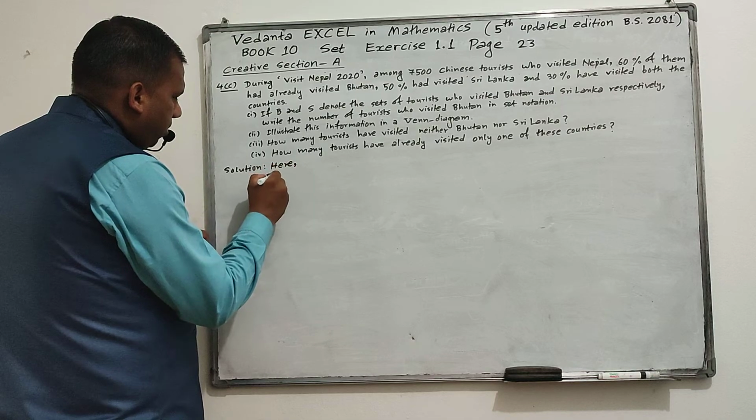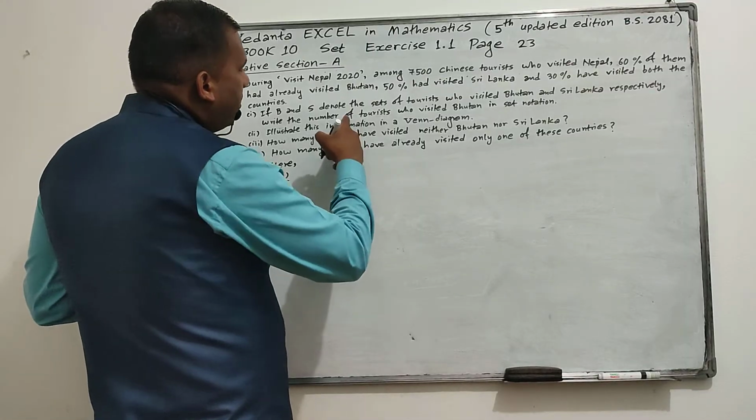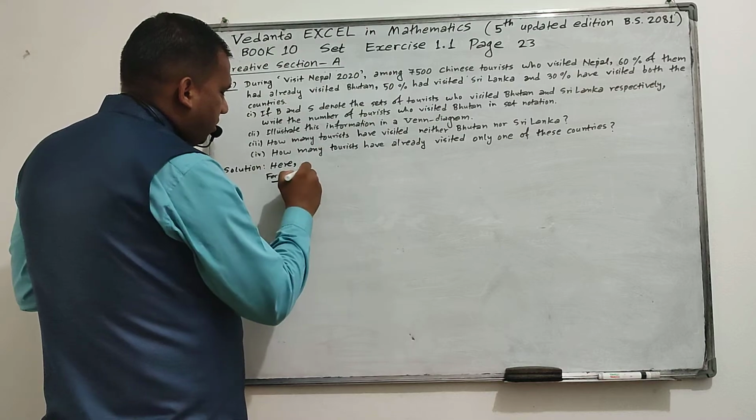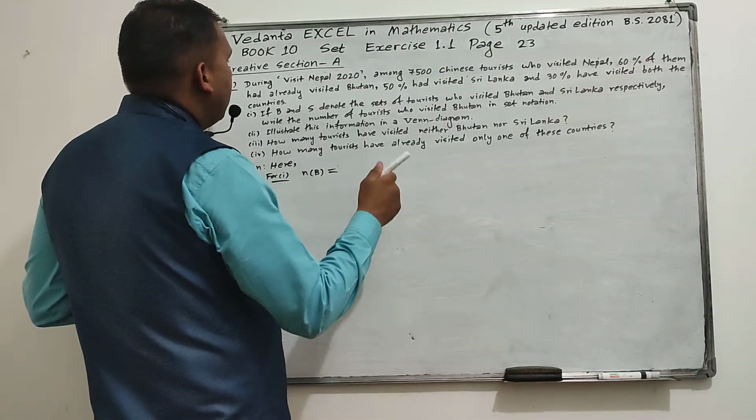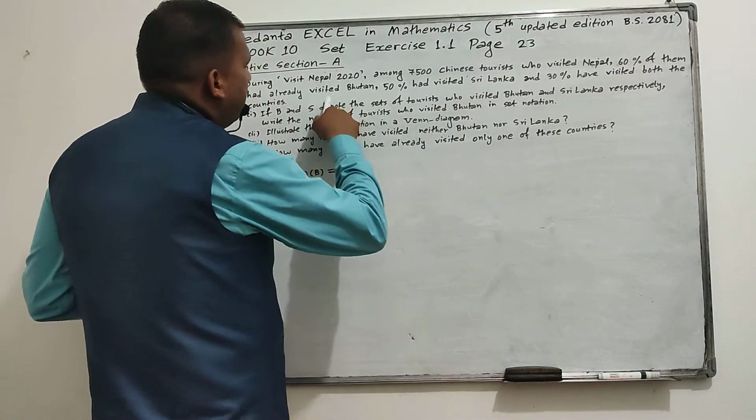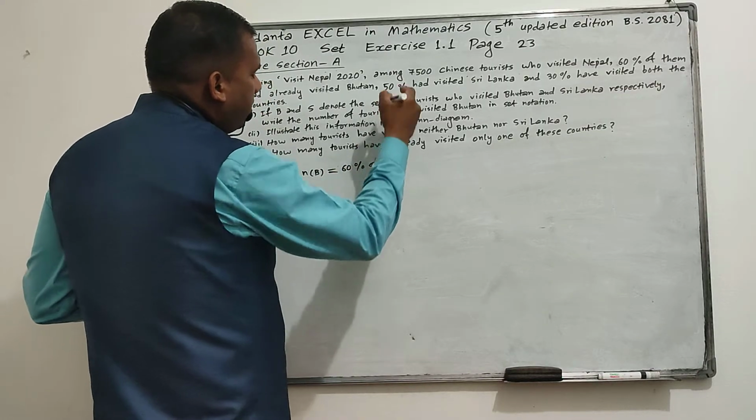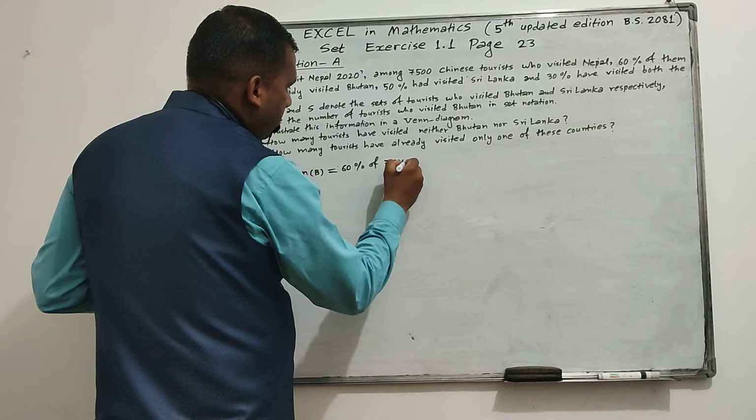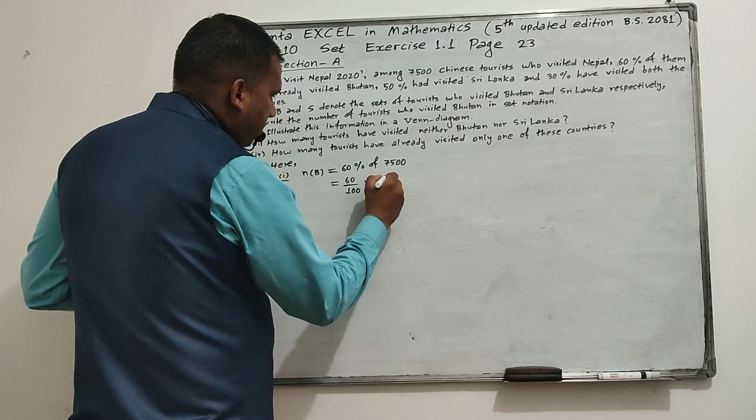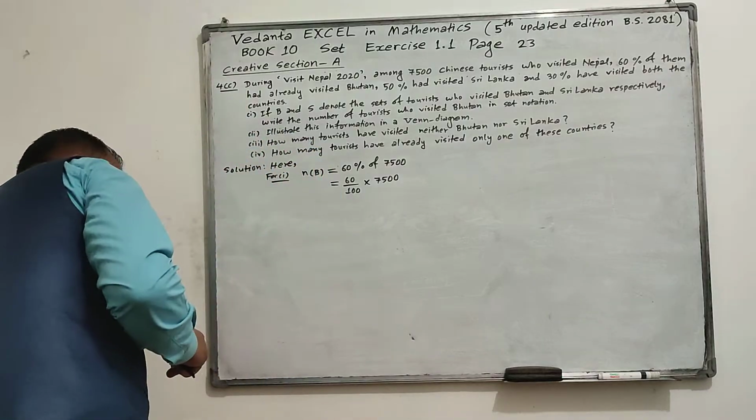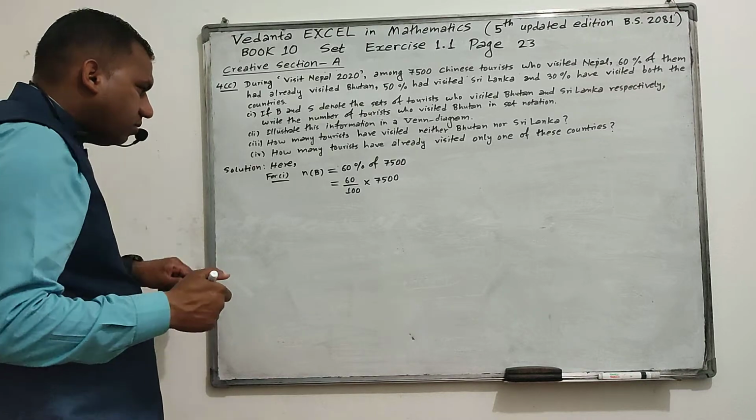Here for 1, we have to write the number of tourists who visited Bhutan in set notation, that is n(B) for Bhutan equals 60% already visited, 60% visited Bhutan, so equal to 60% of 7,500, equal to 60 by 100 times 7,500. Now this equals 4,500.